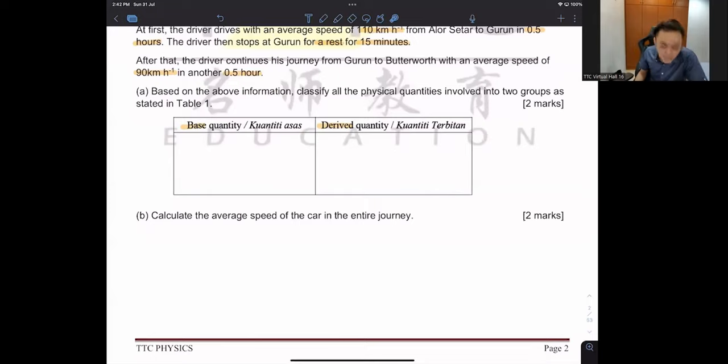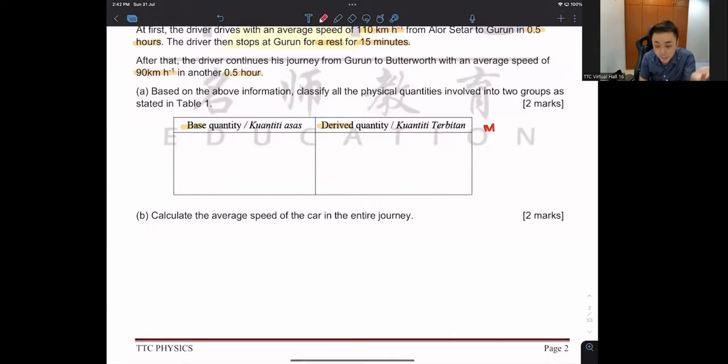Now, base quantity is actually a very easy one, because why? Base is the ancestor. So basically, you have a fixed amount of base quantities, all right? And do you know how many base quantities we have in total? Seven, which are what? You tell me seven, but could you list them down one by one? The typical ones, the usual ones you have, what do you have usually?